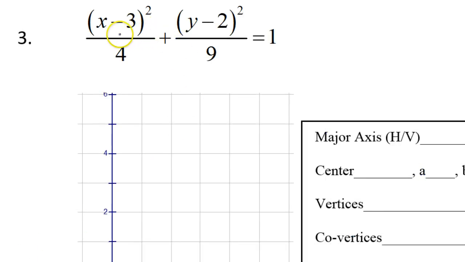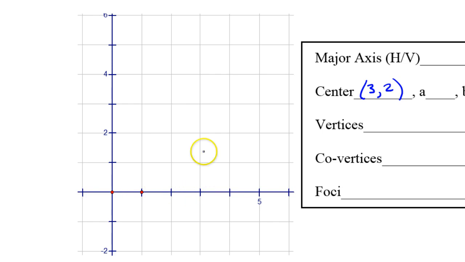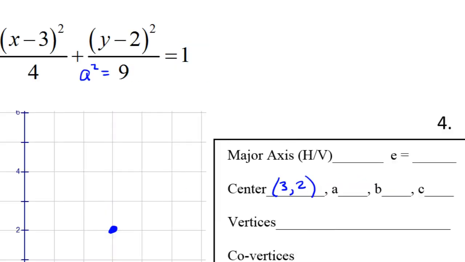Alright, finally we get one that does not have center 0, 0. The center will be the opposite of these two numbers. So because I see -3 and -2, I know the center will be +3, +2. Alright, so this will be the center of my ellipse. The bigger denominator is going to be a squared. So a squared is equal to 9, which tells me that a is equal to 3.